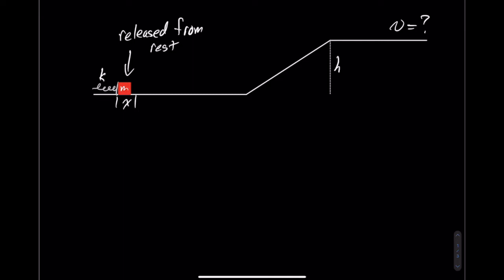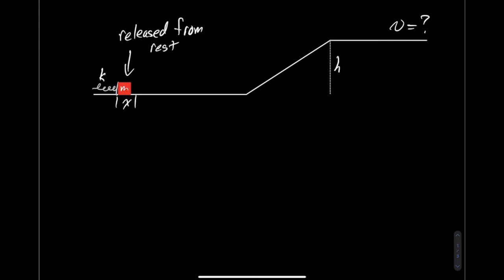Here's a problem that I'm going to do two different ways to illustrate the importance of defining a system. So we have a block that's pushed against a spring with spring constant K. It's pushed a distance x, and then it's released from rest. It slides across a frictionless surface and moves up a ramp of height h. And the question is, what is its velocity when it's at the top of the ramp?